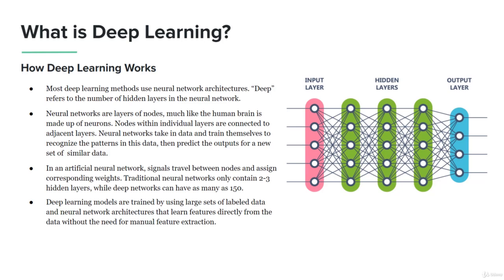In an artificial neural network, signals travel between nodes and assign corresponding weights. Traditional neural networks only contain 2 to 3 hidden layers, while deep networks can have as many as 150. That's quite a bit, so a lot more processing and a lot more bandwidth is essentially needed and required. Deep learning models are trained by using large sets of labeled data and neural network architectures that learn features directly from the data without the need for manual feature extraction. Notice how this is all doing it by itself. There's very little interaction with an individual.